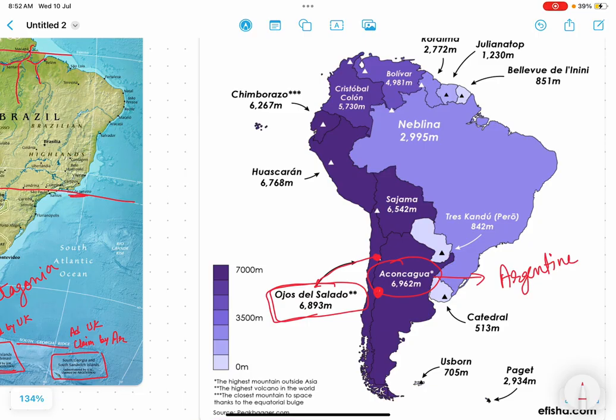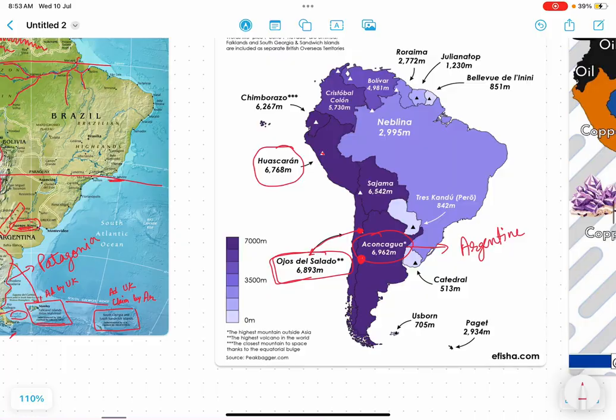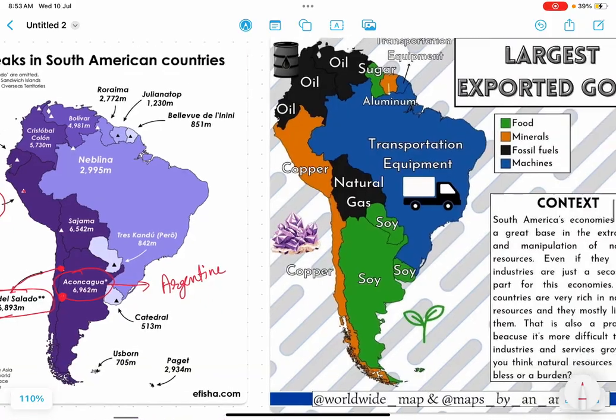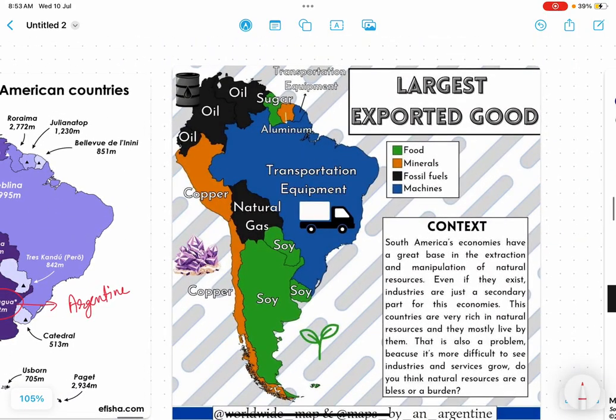Like we have Huascaran right here. Then we have Sajama and the rest of the other peaks. Right. So the highest peak is Aconcagua. So let's see the next map, that is of the largest exported good from each of the countries in South America.